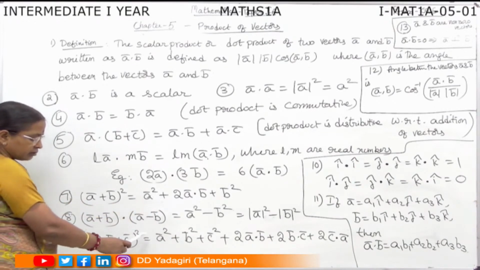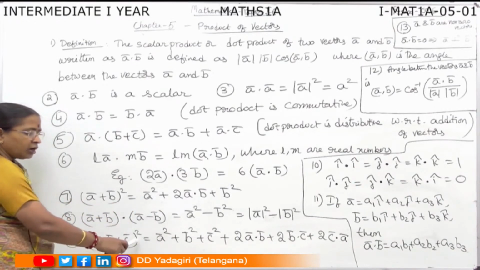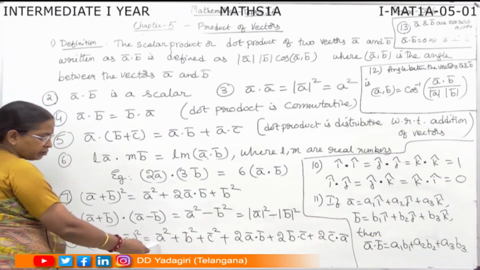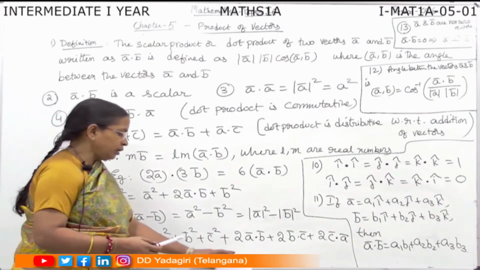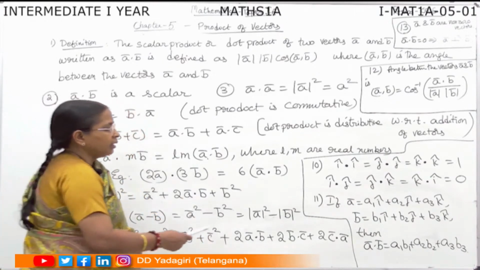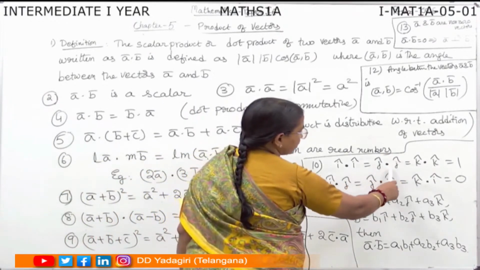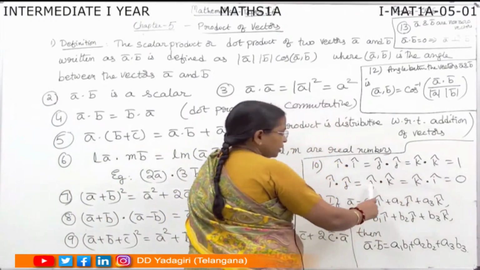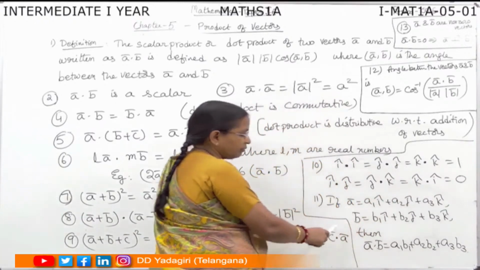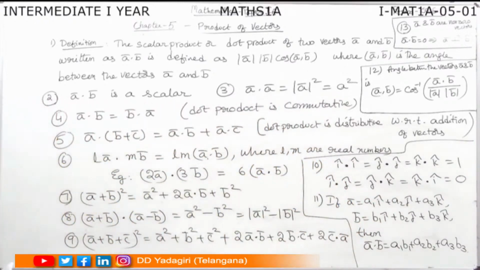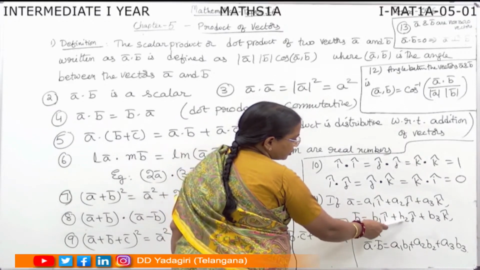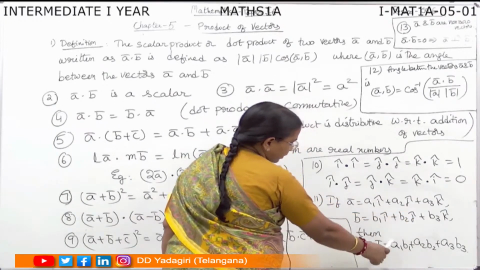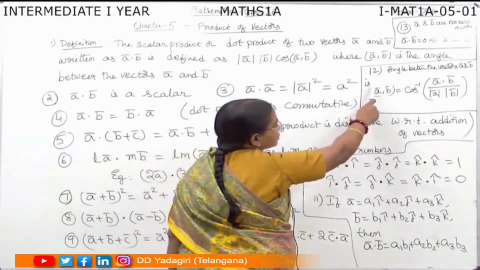(A plus B plus C) whole square means (A plus B plus C) dot (A plus B plus C). So when you expand, you know the formula A square plus B square plus C square plus 2AB plus 2BC and so on. So here I should write 2 A dot B, 2 B dot C like that. And then the next property is I dot I, J dot J, K dot K is 1. I dot J and so on is 0. Then if A and B are given in terms of I, J, K, you can write A dot B as A1 B1, just multiply the coefficients of I, plus the product of coefficients of J, plus the product of coefficients of K. Simplify.